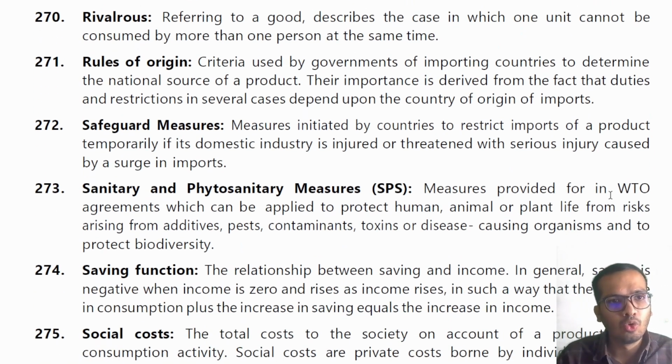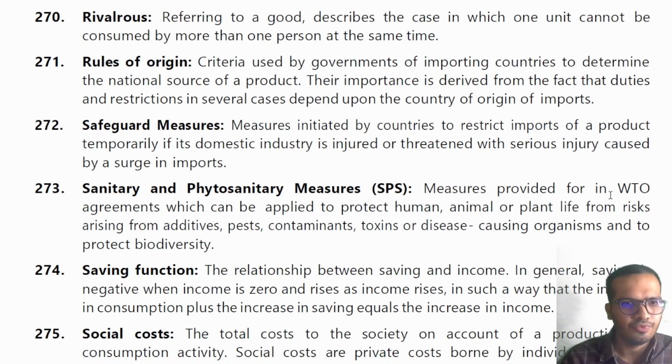Then we have rules of origin, that are the criteria used by governments of importing countries to determine the national source of a product. So their importance is derived from the fact that duties and restrictions in several cases depend upon the country of origin of import. Then we have safeguard measures.